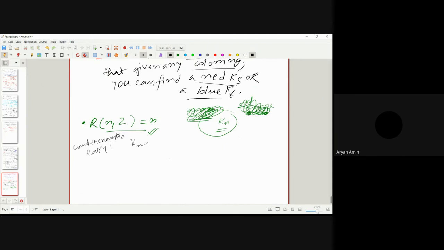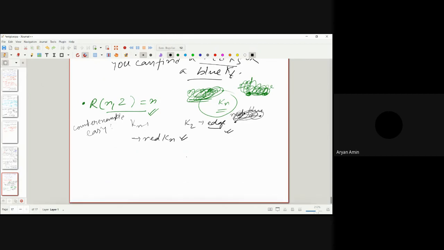And for K_n, if you color one edge blue and the other edges red, then if you have two edges of different colors, a K_2 is just one edge, right? So that condition is met. Otherwise you just end up with a red K_n if you are not having any blue color at all. So R(n, 2) = n is easy.